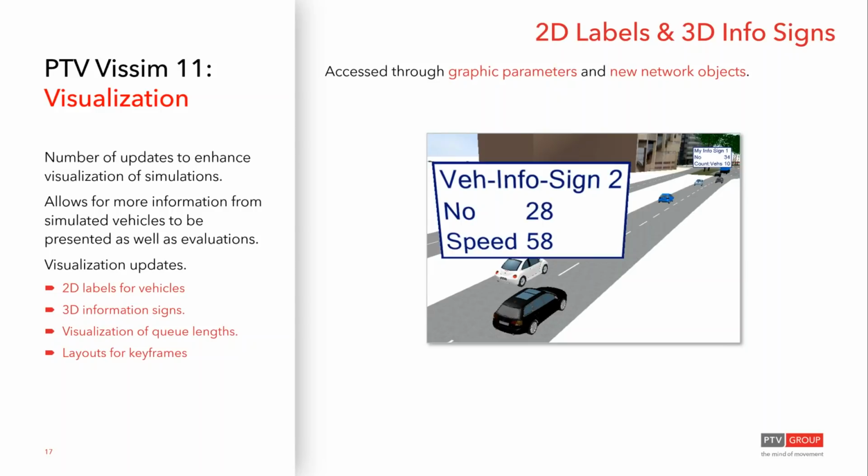And on an individual vehicle, we can also attach info signs as well. So as vehicles are moving through the network, we can have a 3D sign, as you can see in the picture on the screen now.